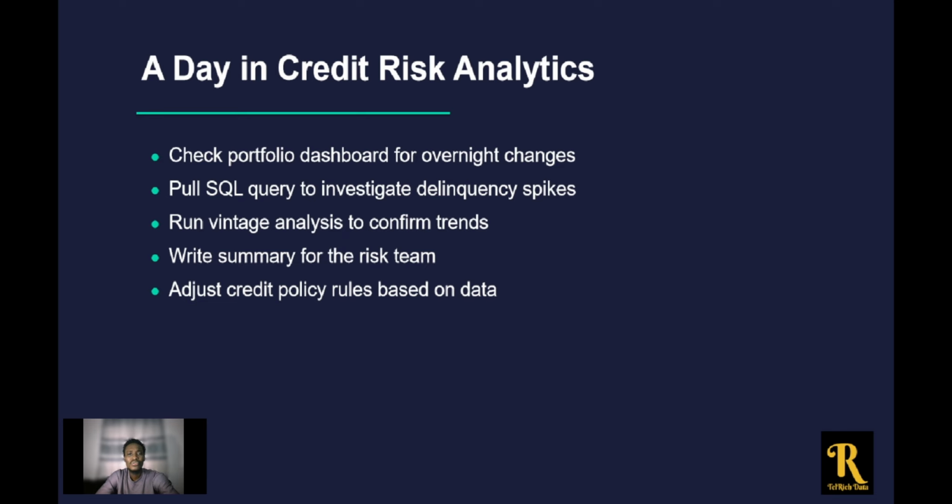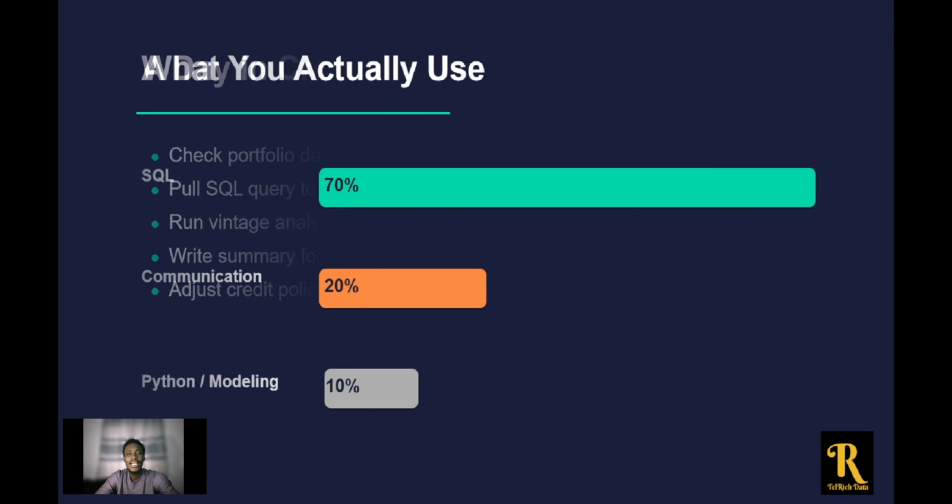Or sometimes you write a short summary for the risk team. You might adjust the credit policy rule to tighten limits for a specific borrower segment or stuff like that. That's it. There is no machine learning, no complex models, just SQL, clear thinking, and knowing which metric to look at. So here's what surprised me when I started working in this field.